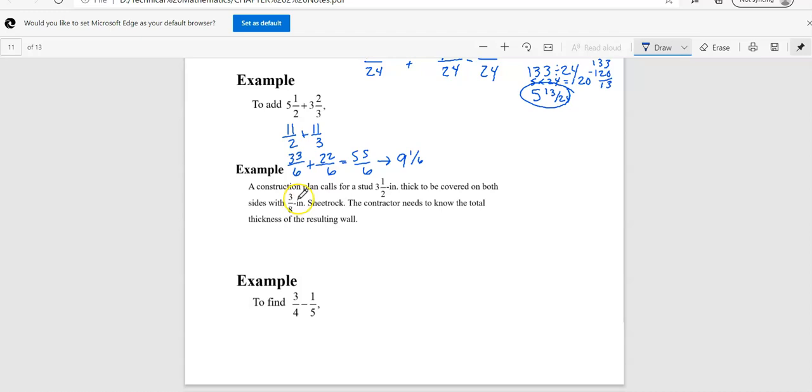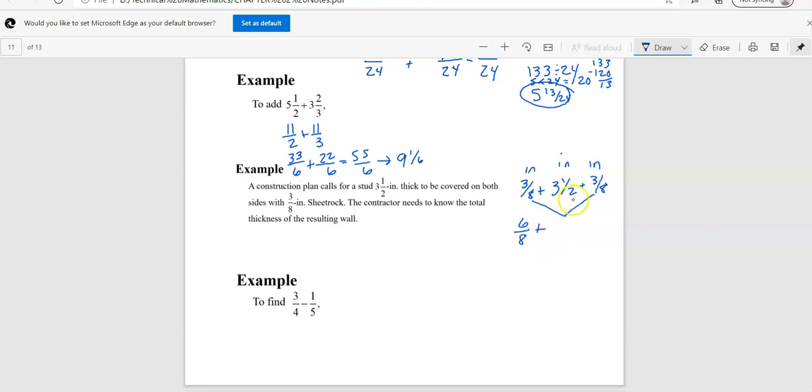A construction plan calls for a stud that's 3 1/2 inches thick to be covered on both sides with a 3/8 inch sheetrock. The contractor needs to know the total thickness as the result. So basically we've got the sheetrock that's 3/8 plus we've got the stud that's 3 1/2. These are all in inches. Plus we've got another thing of sheetrock that's 3/8. Okay, so basically these two are already the same. So I could go ahead and put those two together. That's going to give me 6/8 for that.